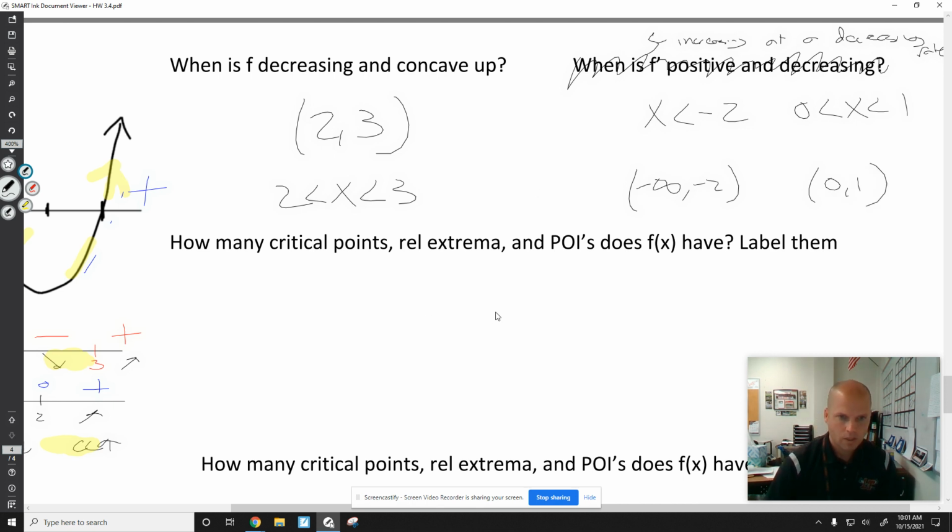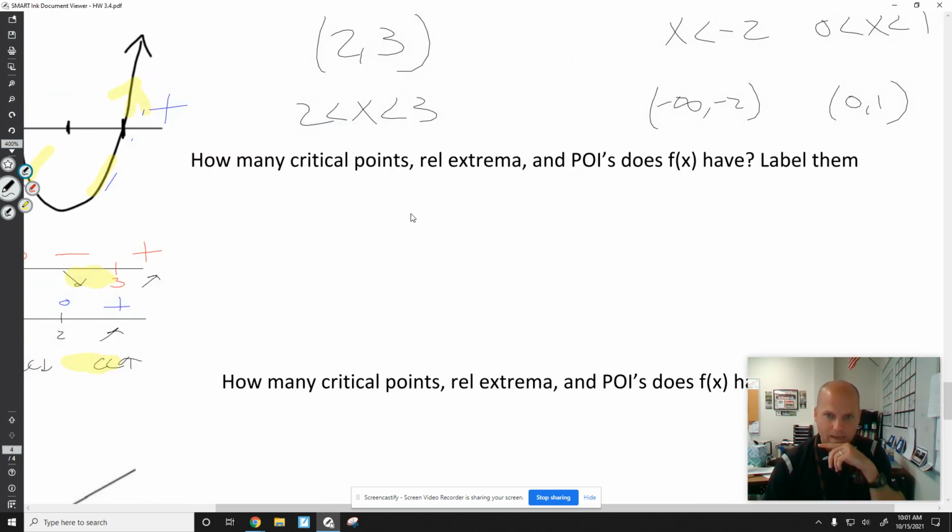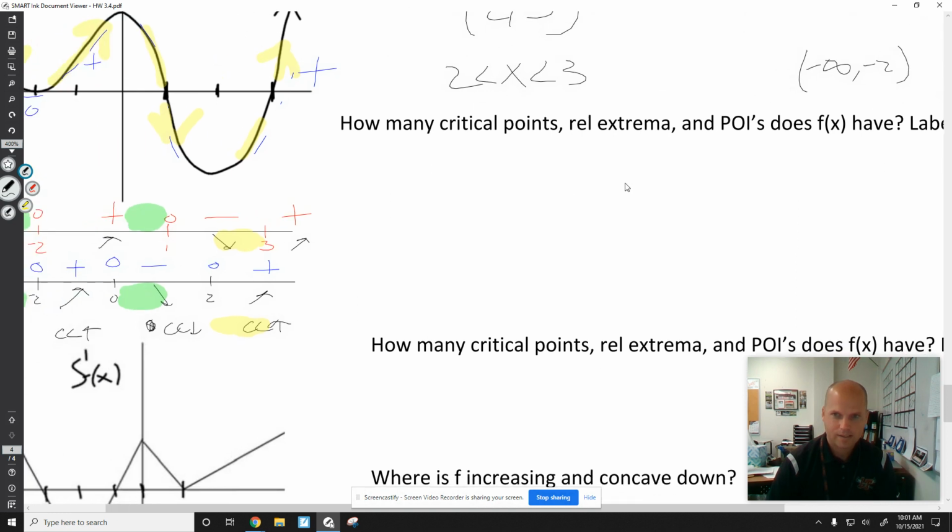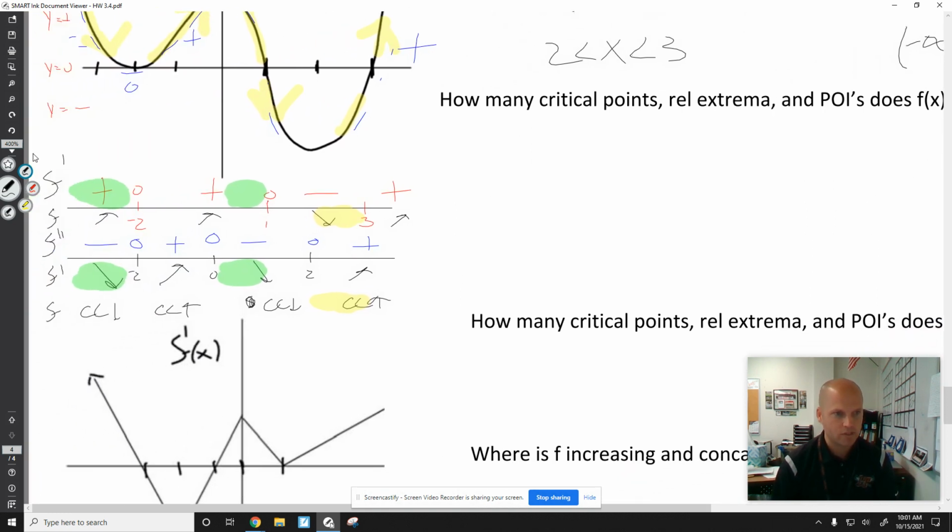Either of those. How many critical points, relative extrema, and points of inflection does f of x have? All right, critical points when f prime is 0. Doesn't have to change sign. I have a critical point at x equals -2, 1, and 3. Critical points are all about the first derivative. I'm not going to include 0 and 2, which come from the second derivative. Those are not critical points. Those are possible points of inflection, but we don't call them critical.